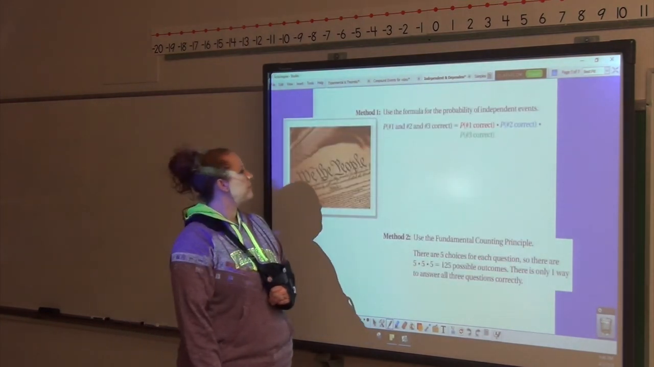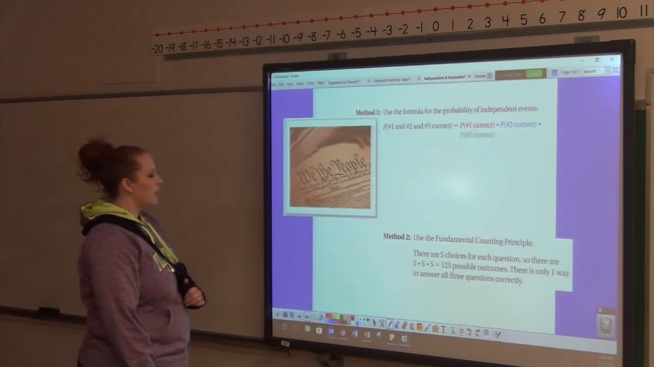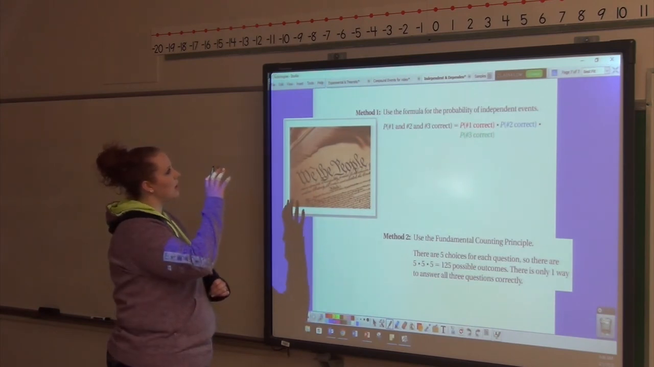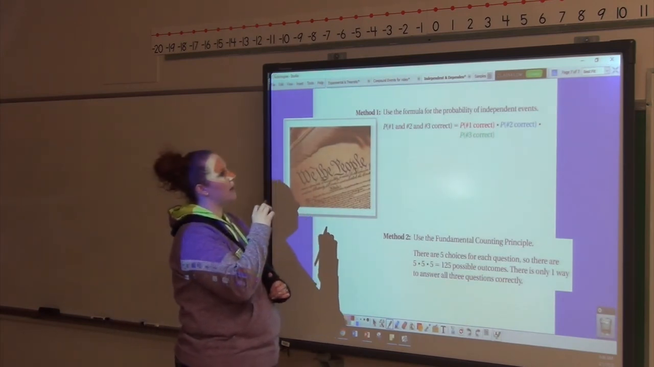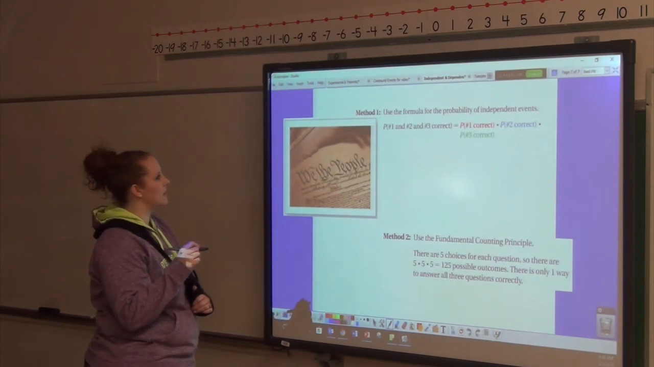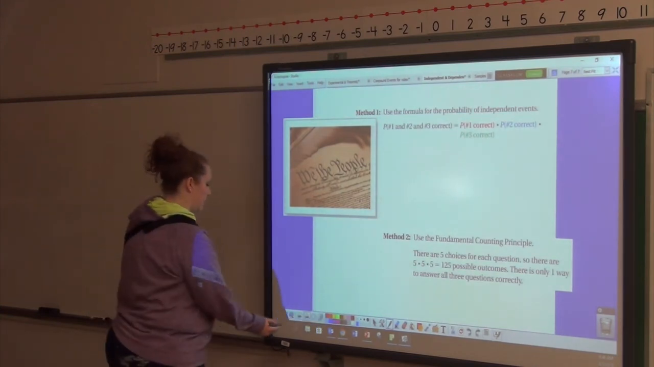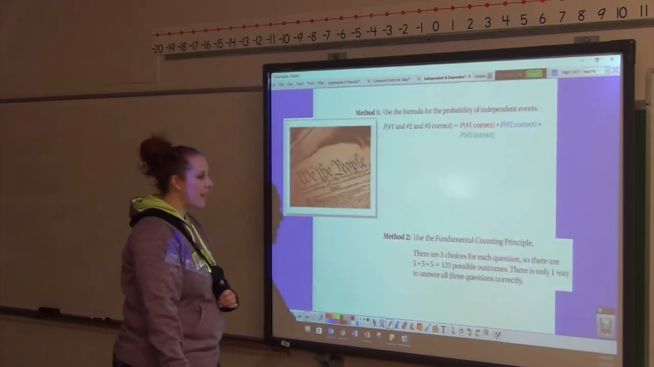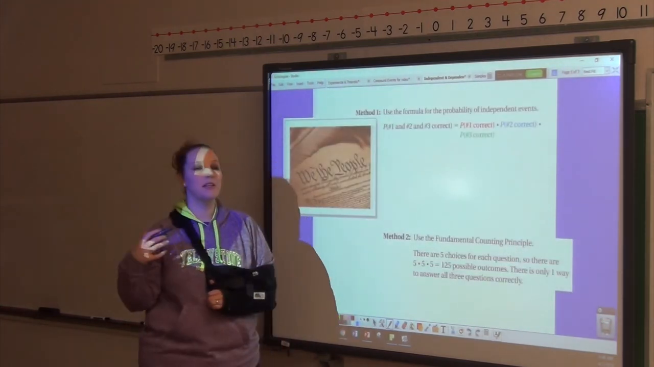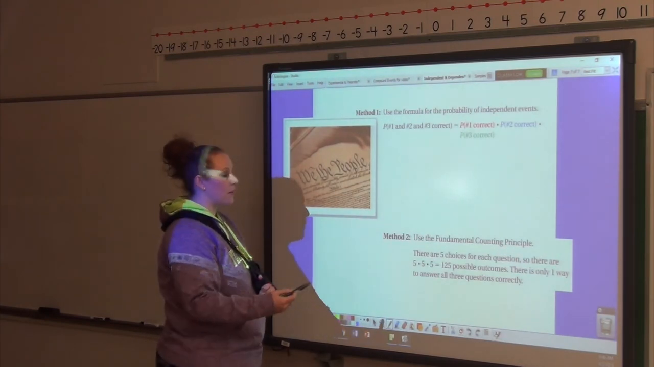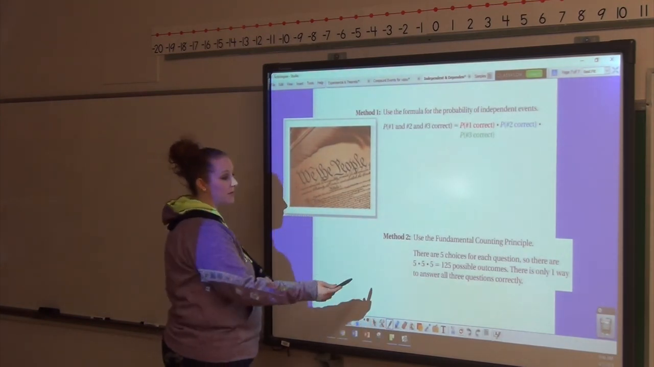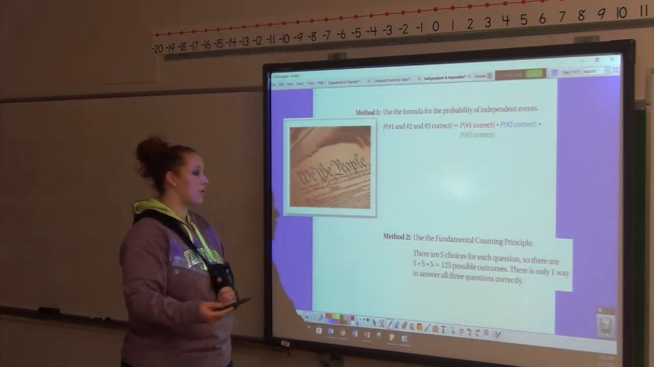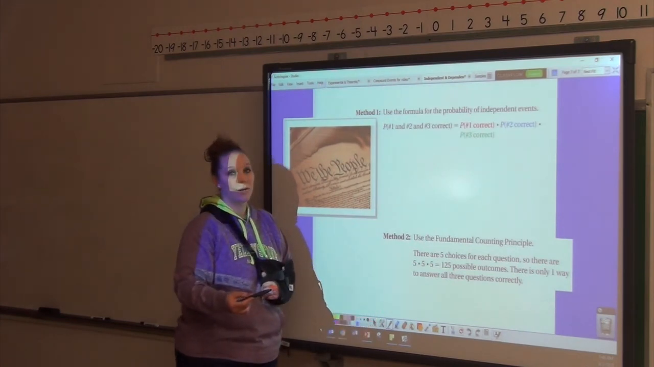All right. Using the formula for probability of independent events, we already did this. 1/5 times 1/5 times 1/5 is 1 over 125. All right, if we are using the fundamental counting principle, there are 5 choices to each question, so there are 5 times 5 times 5 equals 125 possible outcomes, and there's only one way to answer all the questions correctly. So it would also be 1 in 125.